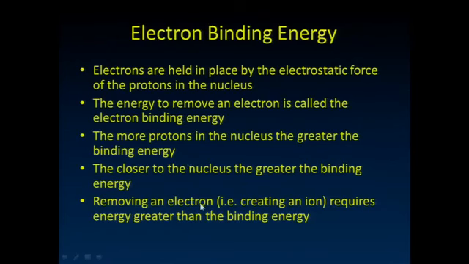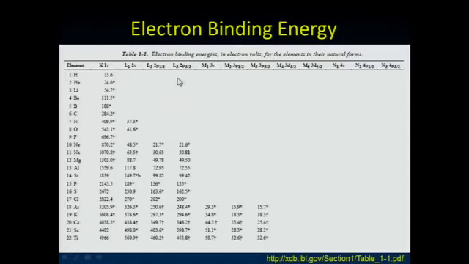So removing an electron requires an energy that's greater than that binding energy. If you don't have an energy greater than the binding energy, you can't remove the electron from the atom. And I put this list of binding energies here, not because I want you to memorize anything from them, but I want you to look at the number for hydrogen. What if I want to take an electron from hydrogen? Well, that's going to take about 13.5 electron volts of energy.